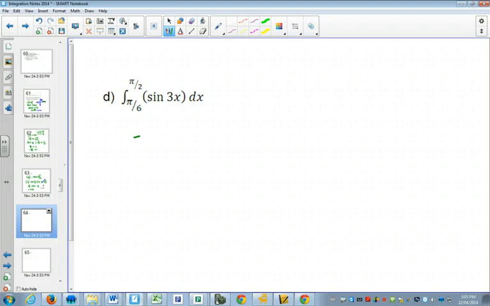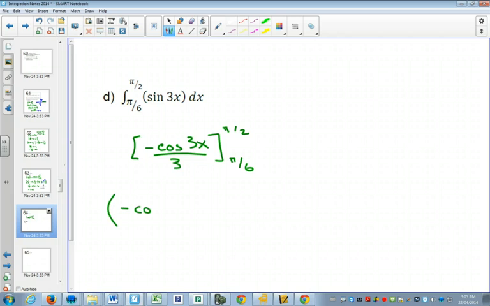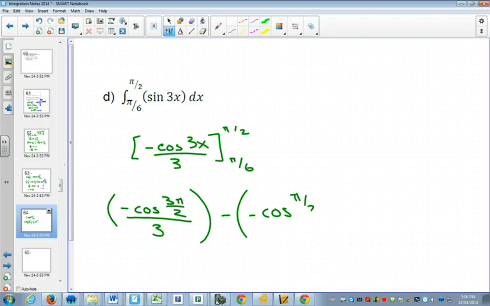Let's integrate. First of all, did you get the integral to be negative cos 3x divided by 3? Yes. From pi over 6 to pi over 2. And then when you plugged it in, you would get negative cos of 3 pi over 2, all divided by 3, minus negative cos pi over 2, all divided by 3.